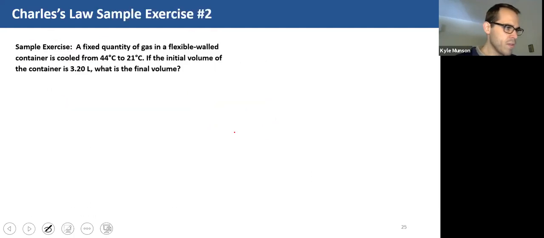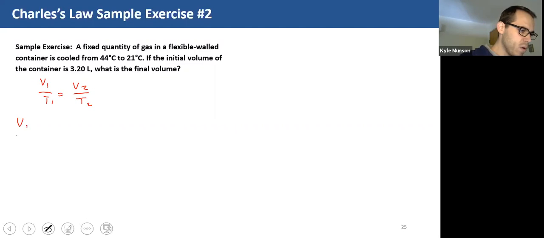Here's our first example of a problem that you'll be doing for Charles' law. It says a fixed quantity of gas in a flexible walled container is cooled from 44 degrees Celsius to 21 degrees Celsius. The initial volume of the container is 3.2 liters. What is the final volume? Let's just begin by writing our equation: V1 over T1 is equal to V2 over T2. Now let's write down on the side here what we're given and what we want. So we have V1, T1, V2 and T2.